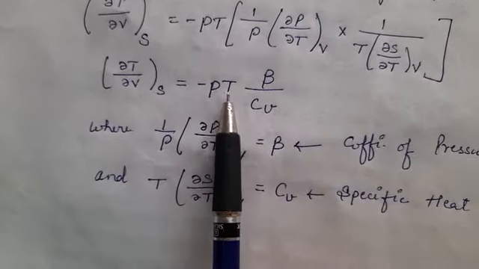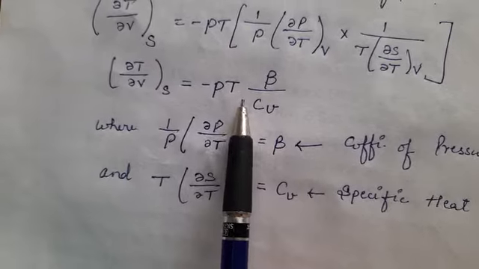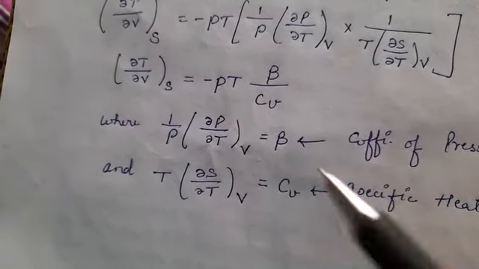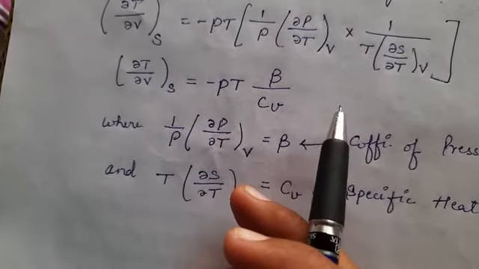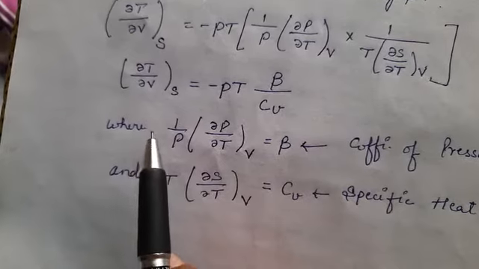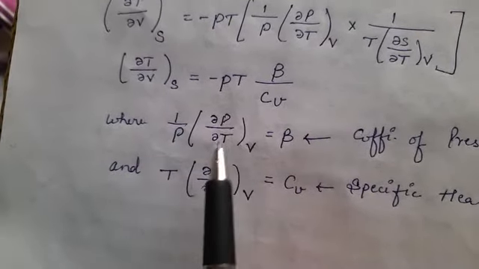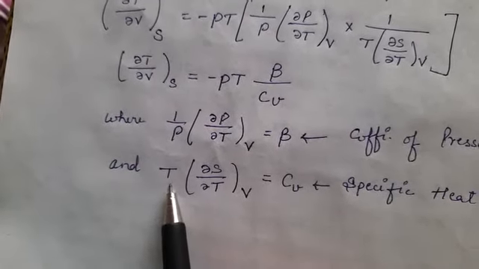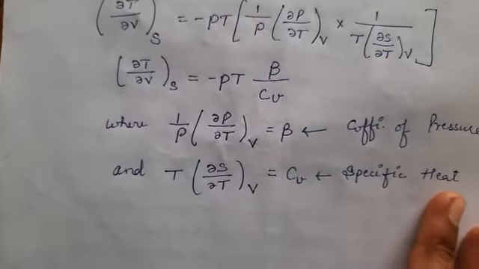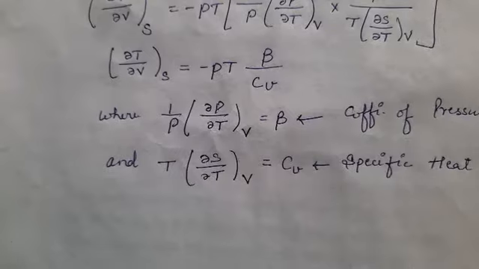And during the adiabatic expansion, the temperature decreases. On the other hand, you can say that if the gas is compressed adiabatically, automatically the temperature increases. That means adiabatic expansion produces cooling and adiabatic compression raises the temperature of the gas. So now we derive the relation for adiabatic compression of a substance.